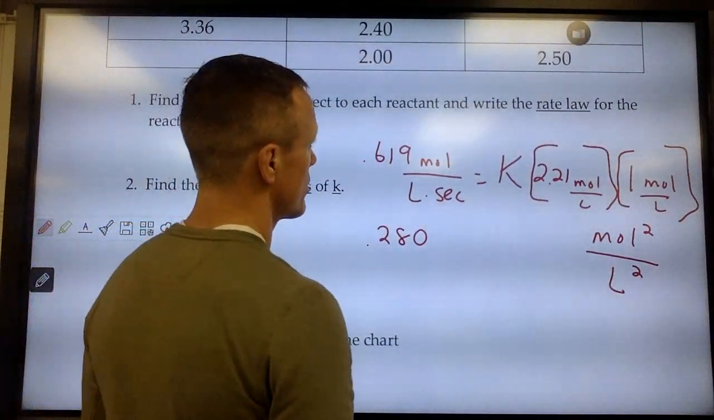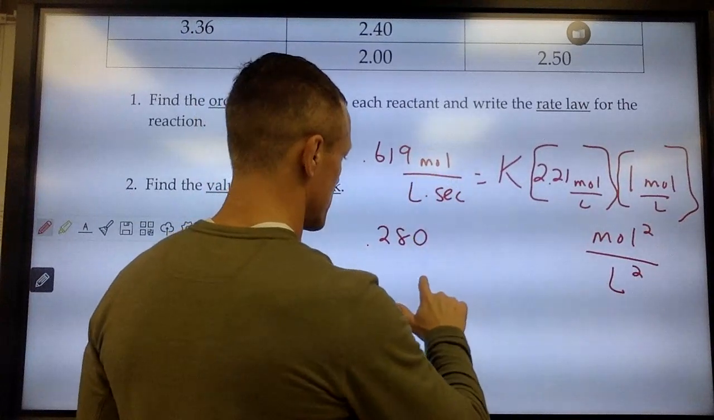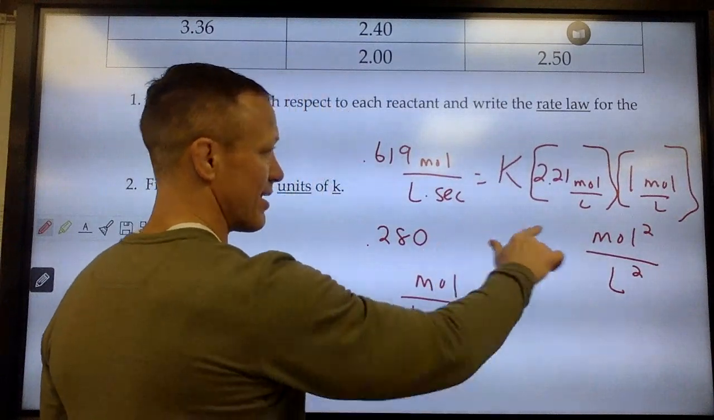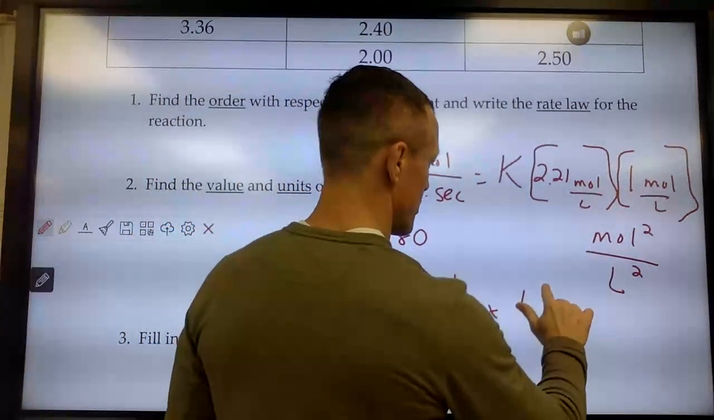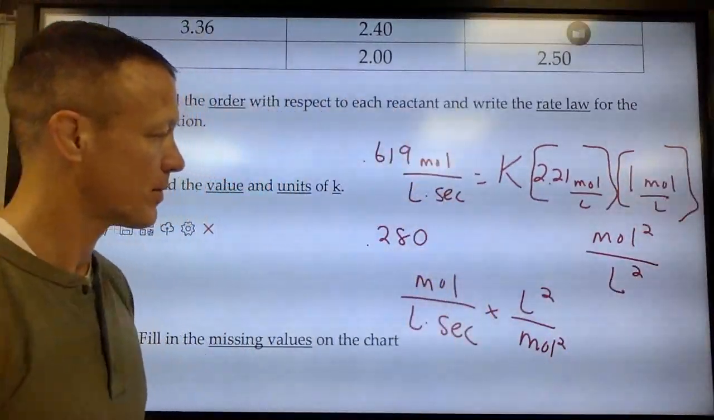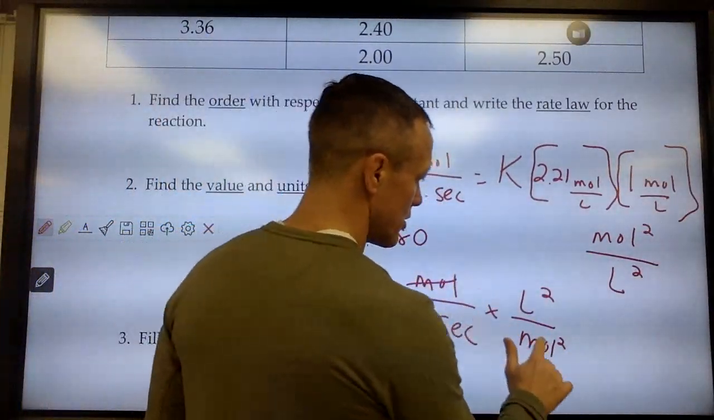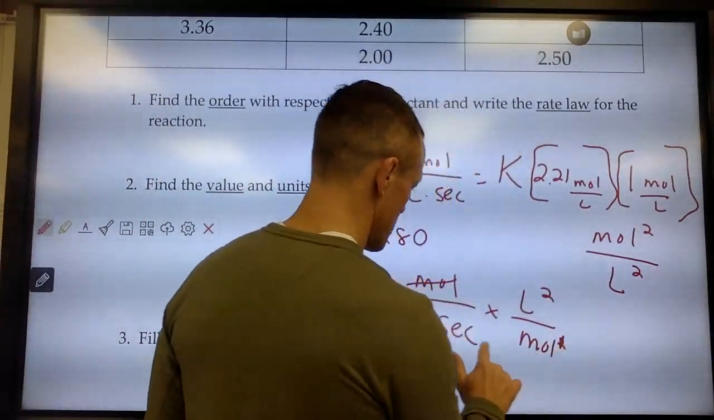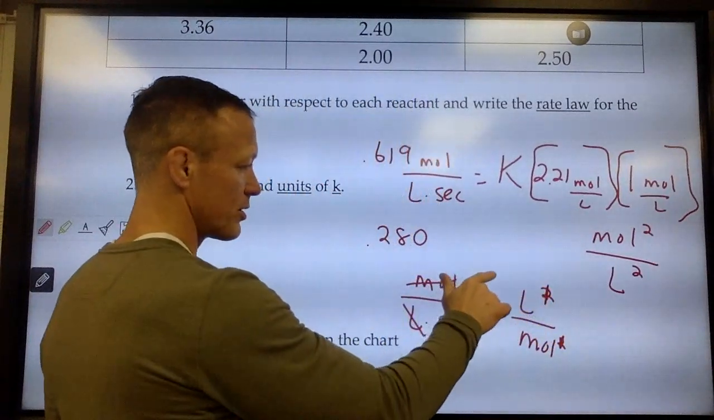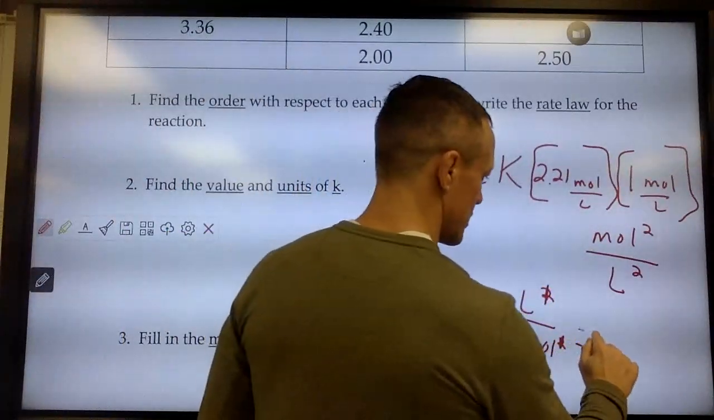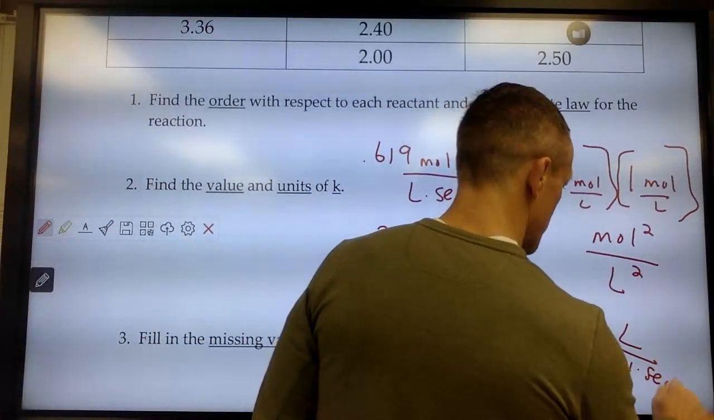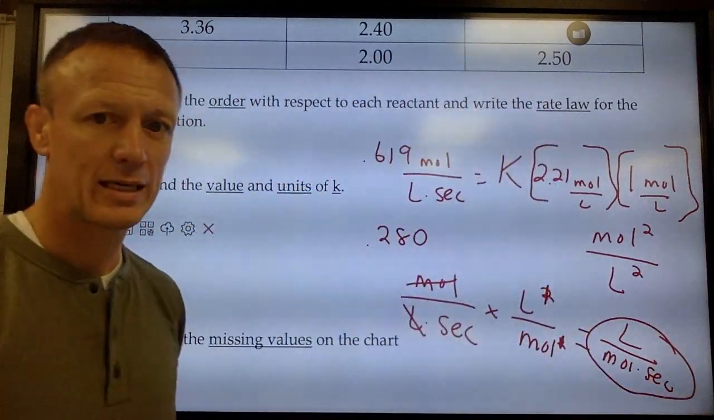So we're taking this, moles per liter per second, and we divided it by that, so multiplied by liters squared over moles squared. Let's cancel some stuff out. We've got moles here and moles here, so this becomes a 1. Liters here, so this becomes a 1. So we're left with liters per mole per second. Liters per mole per second is our label.